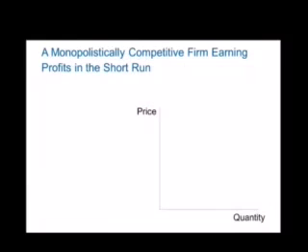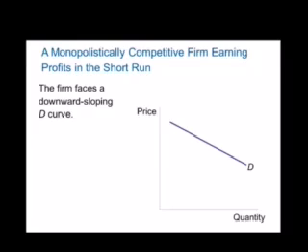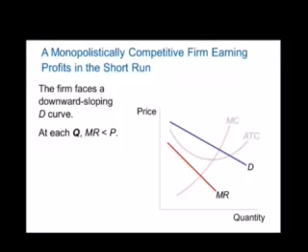So what does a monopolistically competitive firm face in the short run? In the short run, it faces a downward sloping demand curve, just like a monopoly. The marginal revenue curve is also downward sloping, and it's below the demand curve. The marginal cost curve is upward sloping, and the average total cost is U-shaped. So at each quantity, marginal revenue is less than price for the monopolistically competitive firm.